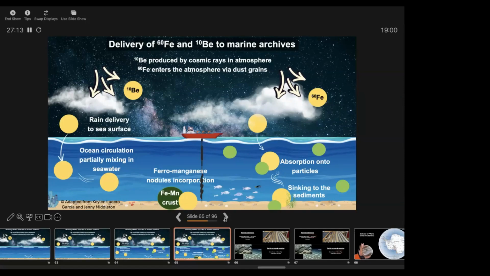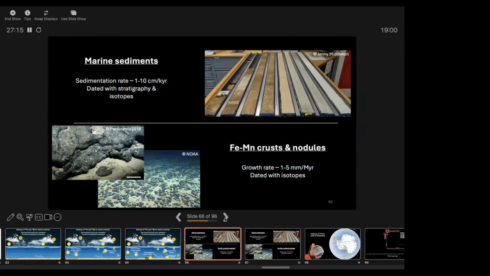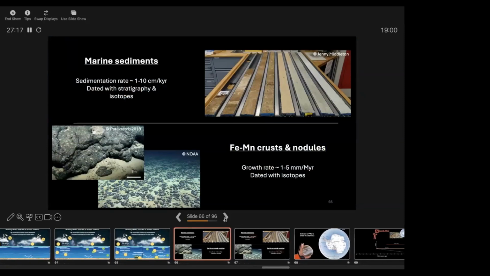And how do these sediments look? They look something like this. So here on the top, you can see marine sediments. You can imagine it as kind of a mud. And then you also have ferromanganese crust and nodules. And this looks more like, imagine, rocks.